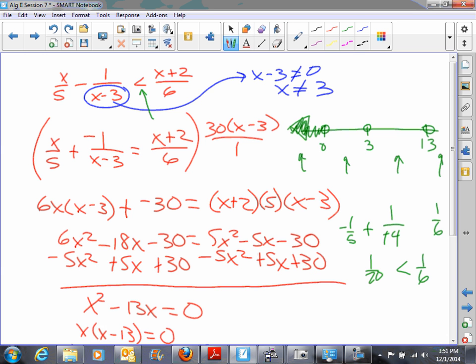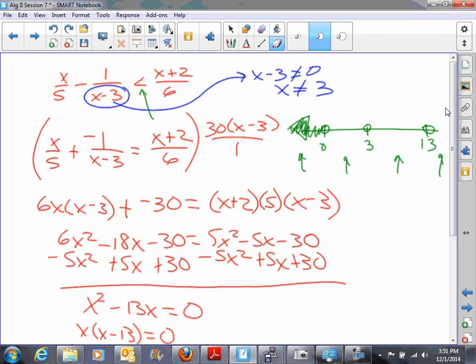Now, if we try this region in here, let's try using 1, for example. That's in the second region. We get 1/5 minus 1 over negative 2, and on the other side we get less than 3/6. So this becomes 1/5 plus 1/2 is less than 1/2. Well, 3/6 becomes 1/2. And if we add 1/5 to 1/2, we're not going to get something that's less than 1/2. So we don't want this region here.